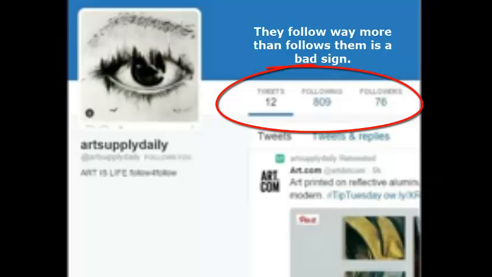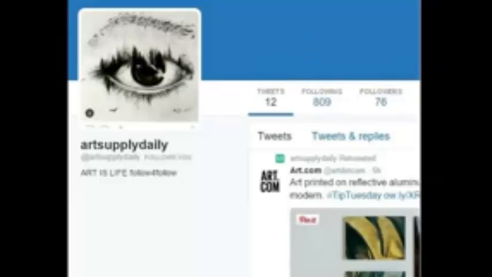But definitely take advantage of that header, because that means they can advertise or communicate what Art Supply Daily does, who they serve, who they want to engage with. So I think that's an opportunity for this particular account. Yeah, and Linda, that header is prime real estate. Wouldn't you say that they're kind of missing out on it?